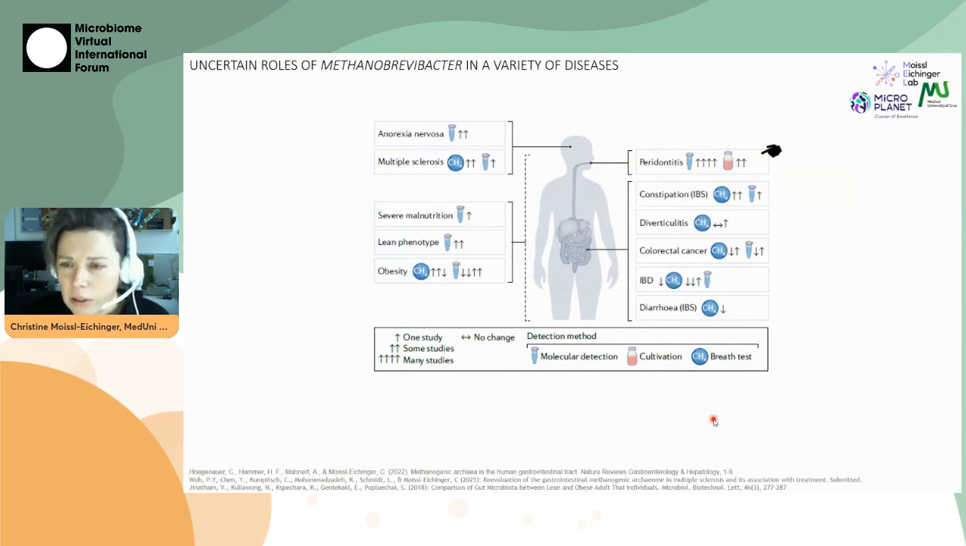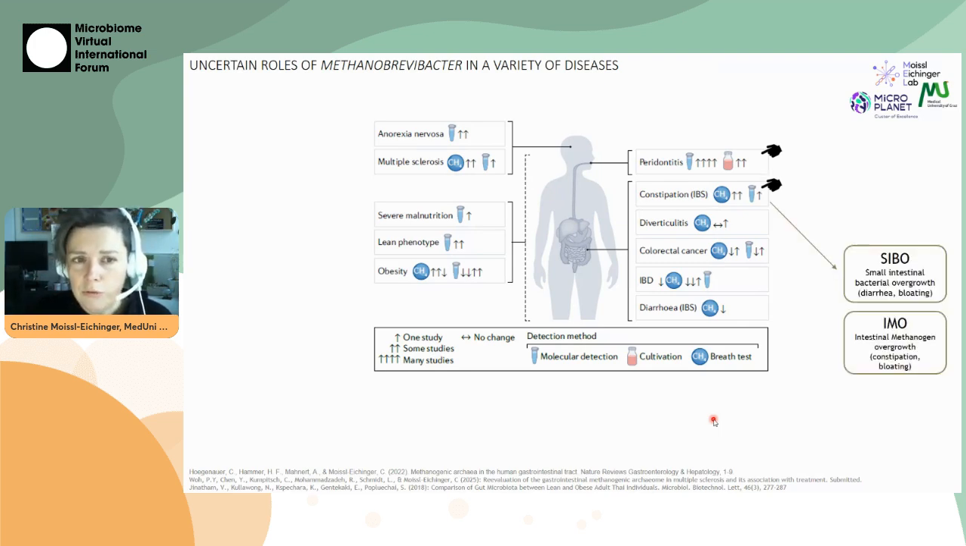What we know at the moment with respect to different diseases, there are some aspects that are very interesting. Periodontitis, I already told you. There is an association of methanogenic archaea, Methanobrevibacter being increased in periodontitis samples. We also know, of course, about the constipation. This is very strong information. This has been shown mechanistically. Methane slows down the peristaltic activity.